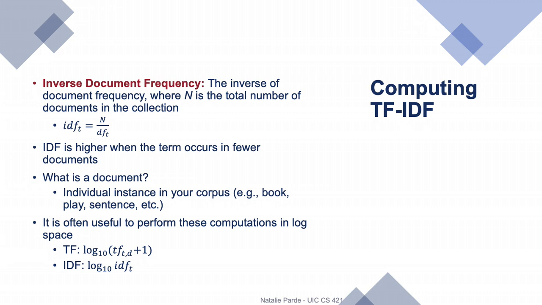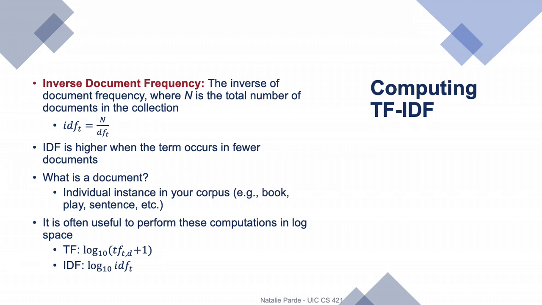So the IDF in Tf-Idf stands for inverse document frequency. This is exactly what it sounds like. Basically, we take n, where n is the total number of documents in our training corpus, and divide it by the document frequency for a term T. So the IDF ends up being higher when the term occurs in fewer documents, and lower when the term occurs in a lot of documents.